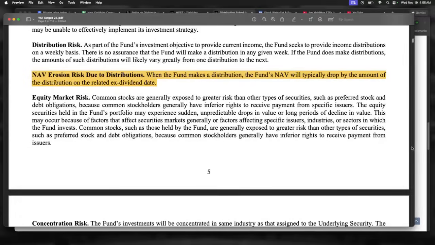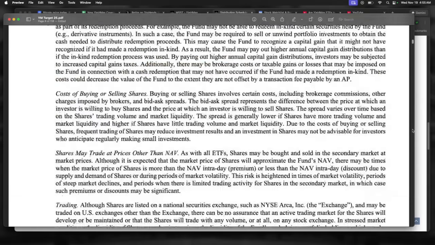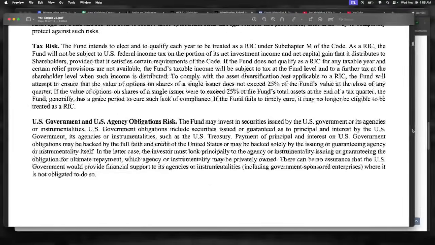I think I highlighted it, here you go. Everyone's favorite word, NAV erosion, risk due to distributions. When the fund makes a distribution, the fund's NAV will typically drop by the amount of the distribution on the related ex-dividend date. We all know this. But that's a favorite topic. People love that word. NAV erosion, NAV erosion, NAV erosion.